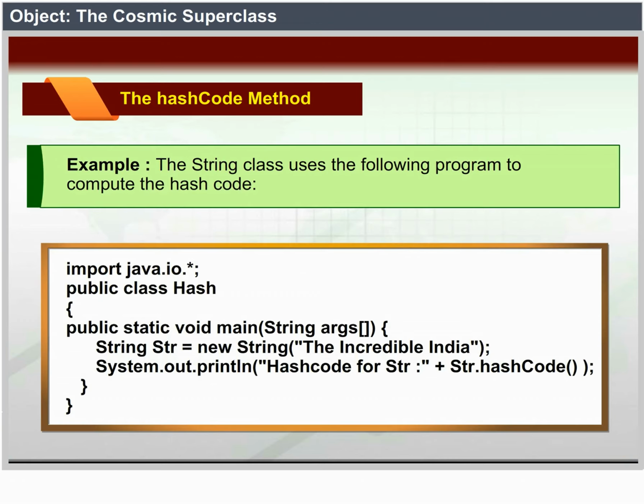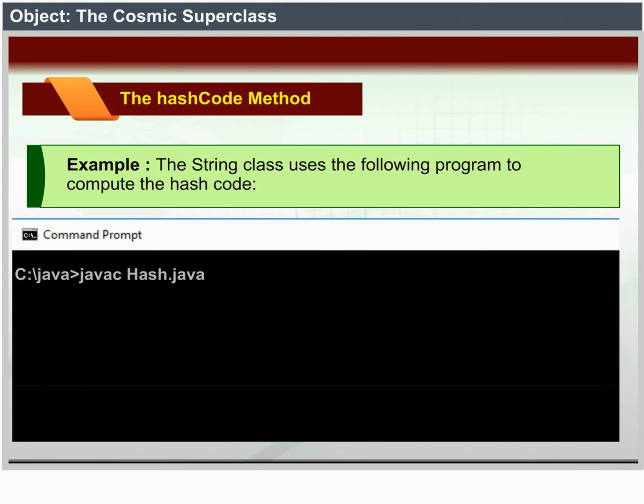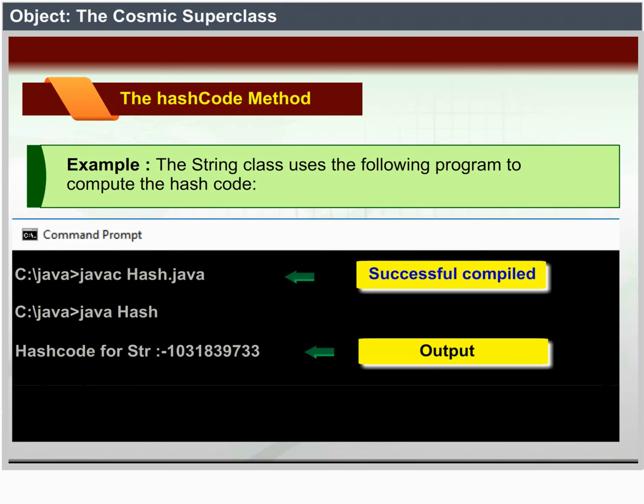import java.io.*; public class Hash { public static void main(String[] args) { String str = new String("The Incredible India"); System.out.println("Hash code for str: " + str.hashCode()); } } Output: hash code for str: -1031839733.